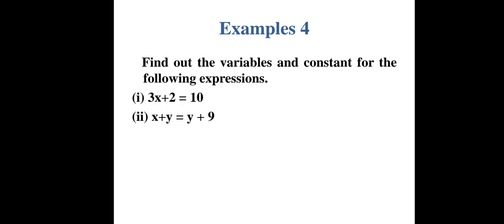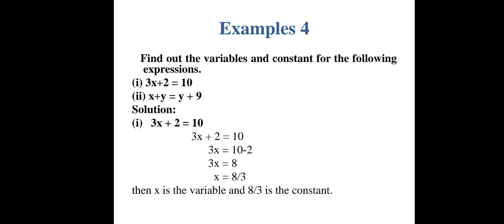Take a fourth example. Find out the variables and constant for the following expressions. We have 3x + 2 = 10, and the second equation, x + y = y + 9. First we'll take the first equation, 3x + 2 = 10. The +2 goes to the right side as minus 2, so 8 after subtraction. Then 3 goes to the division, that is x = 8 by 3. So from this equation, x is the variable and 8 by 3 is the constant.